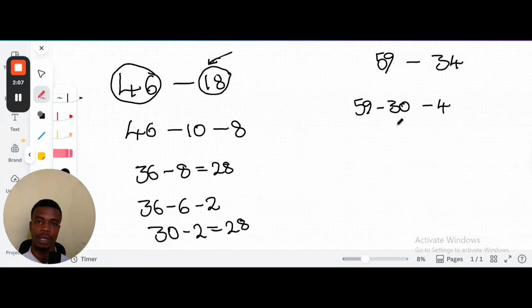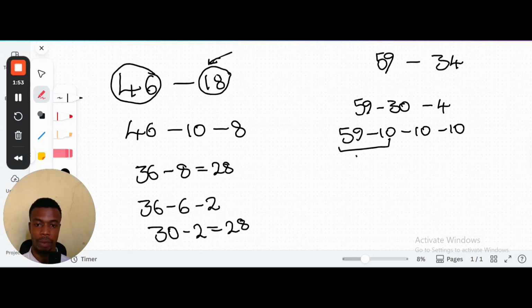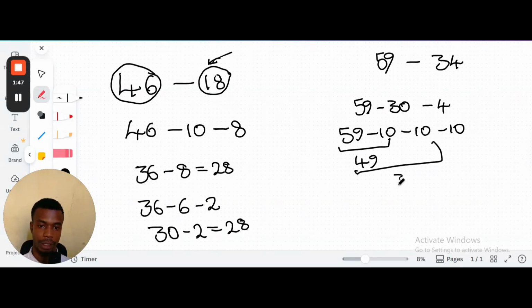Let's do the same thing here. 59 minus 30. We can break down minus 30 into minus 10 again, and minus 10 again. 59 minus 10 becomes 49. 49 minus 10 again becomes 39. And 39 minus 10 again becomes 29.